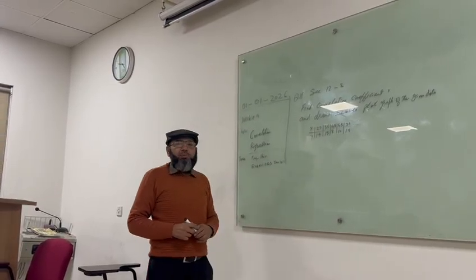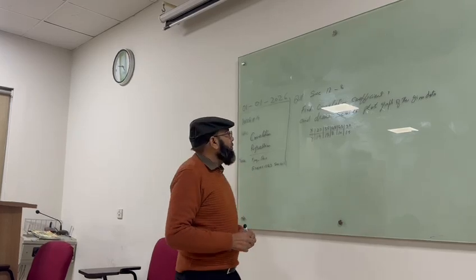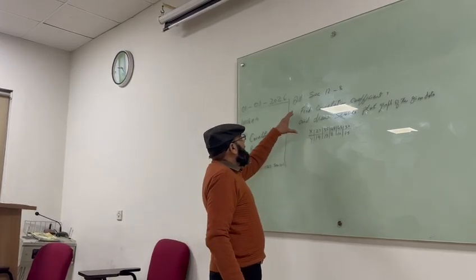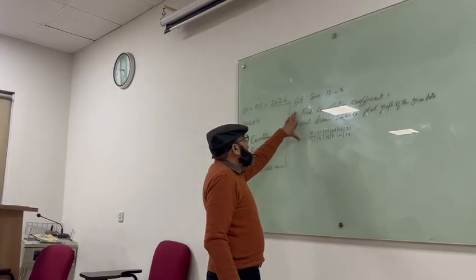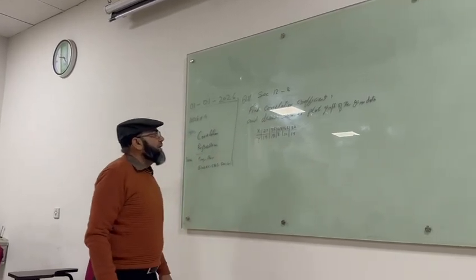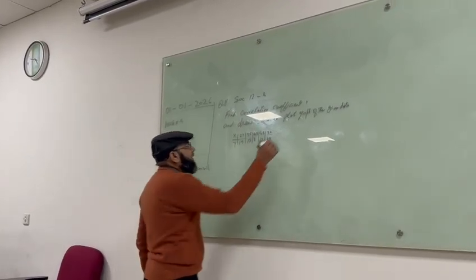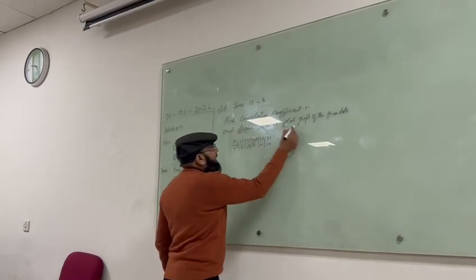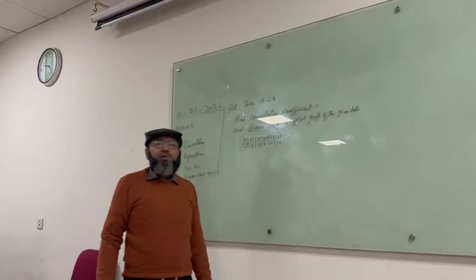Students, today our topic is correlation, regression and scatter plot. We are given question 11, section 12.8: find the correlation coefficient R and draw a scatter plot graph of the given data.